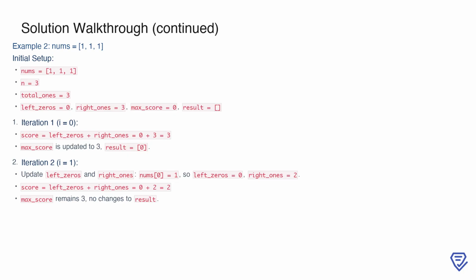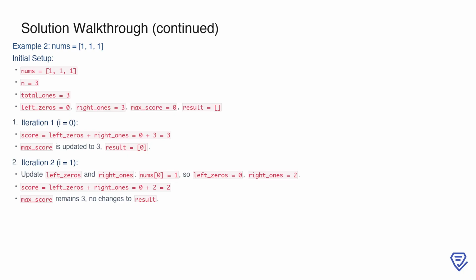Now let's consider the second example, where nums equals [1, 1, 1]. The array length n is 3, and the total ones in the array, total_ones, is 3. We initialize the same variables: left_zeros equals 0, right_ones equals 3, max_score equals 0, and an empty result list.